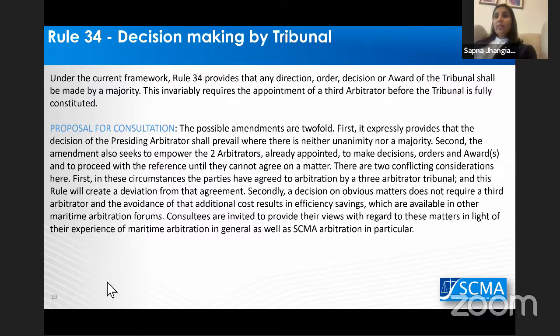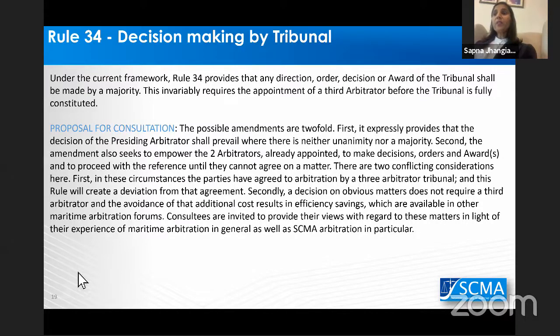The second possible amendment, which is currently being considered in Rule 34, is to empower two arbitrators who are already appointed to make decisions, orders, or an award, and to proceed with the reference until they cannot agree on a matter. Now, there are advantages and disadvantages of this approach. A disadvantage, of course, is that in the circumstance that parties have agreed to arbitration by a three-arbitrator tribunal, this rule will essentially deviate from what they have agreed.